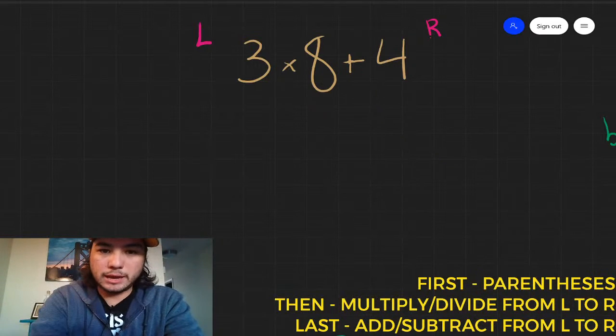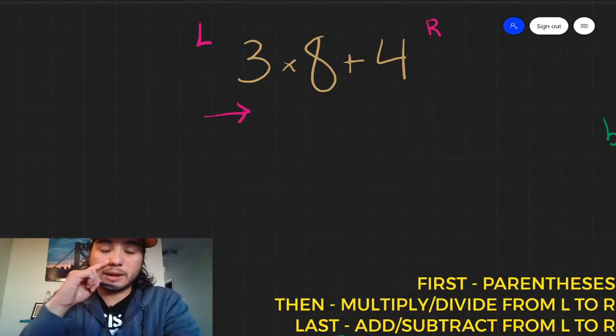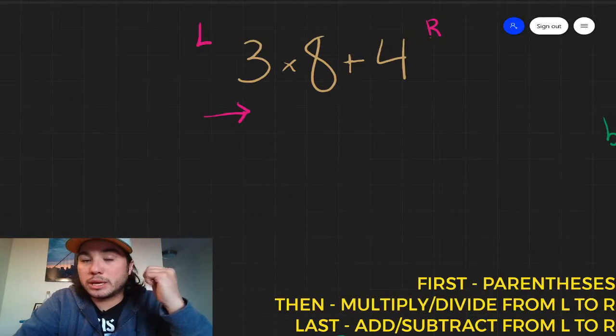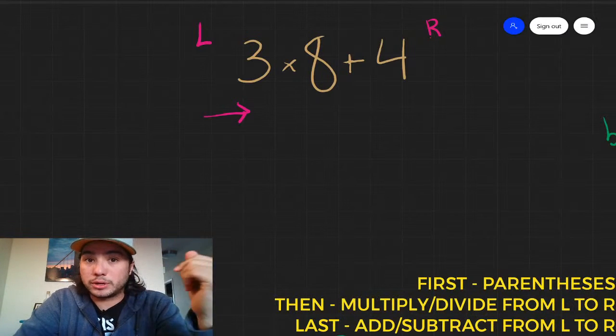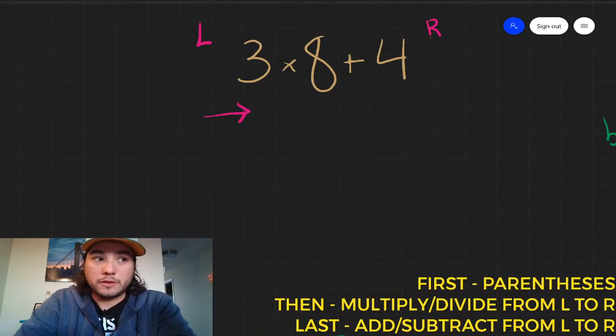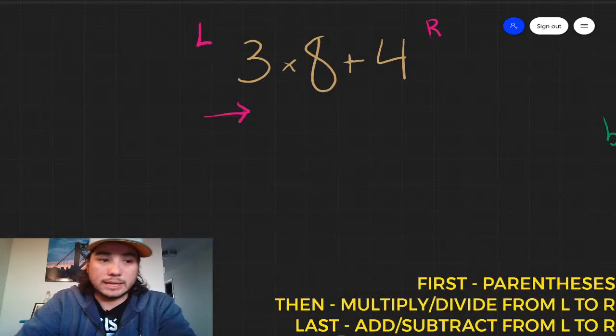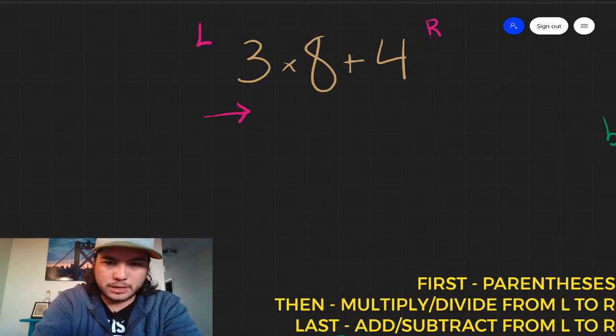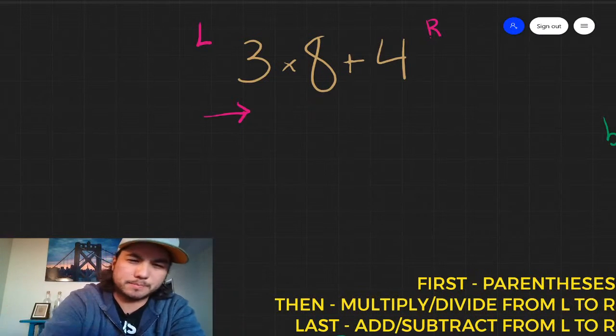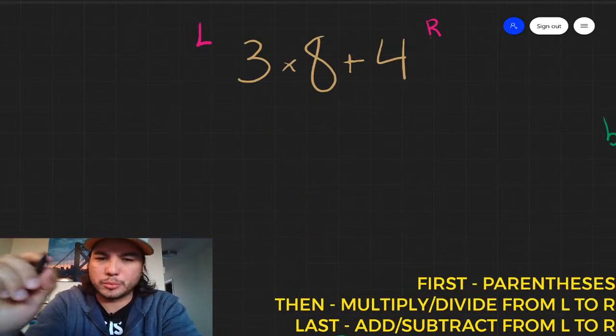So starting from the left and going towards the right, we're going to look at the first multiplication or division operation we have. We're going to do that one first, okay? If you had something with, let's say, as an example... well, we'll actually get to it in the next example, so I won't jump ahead.